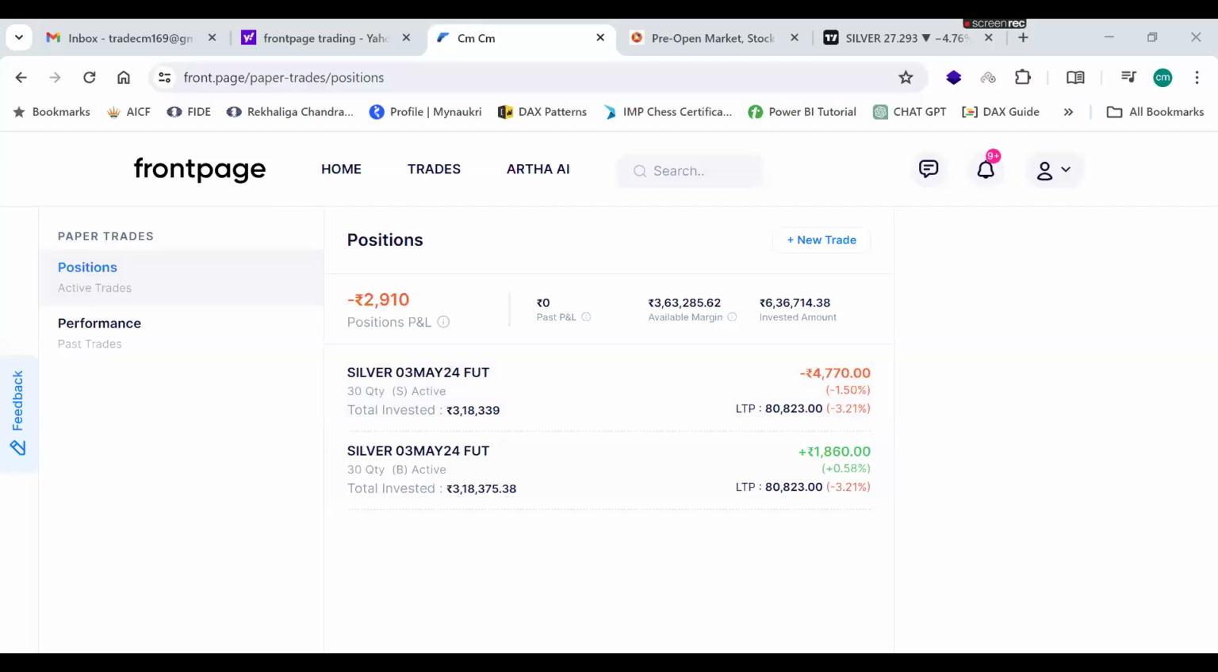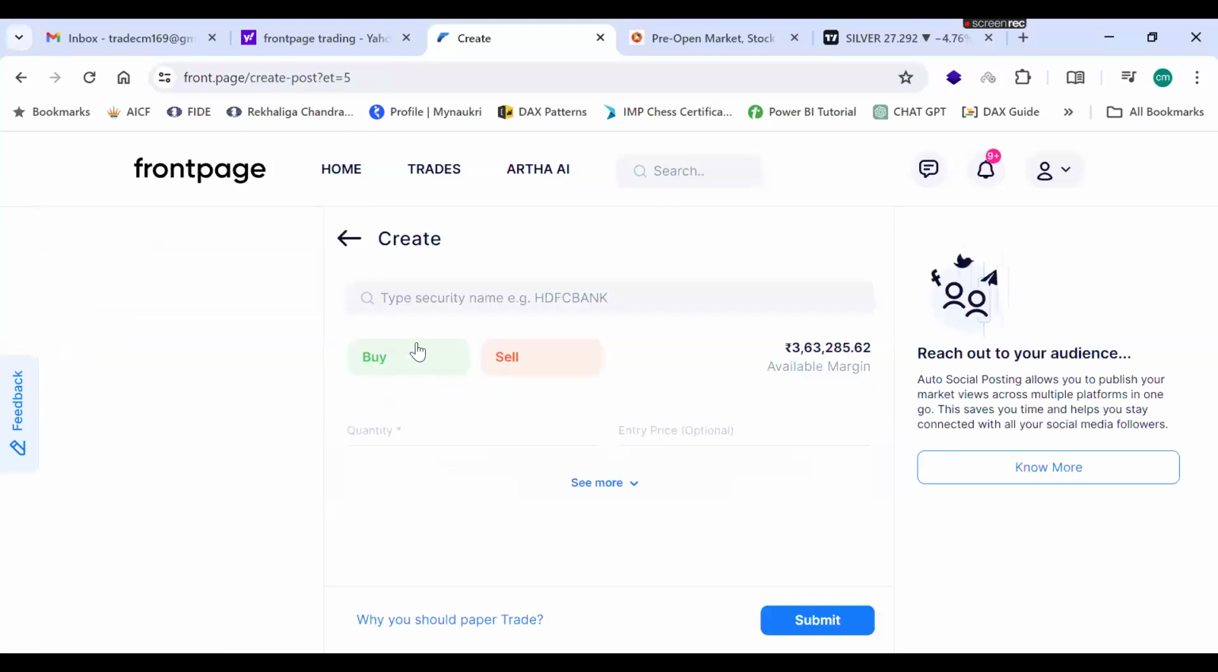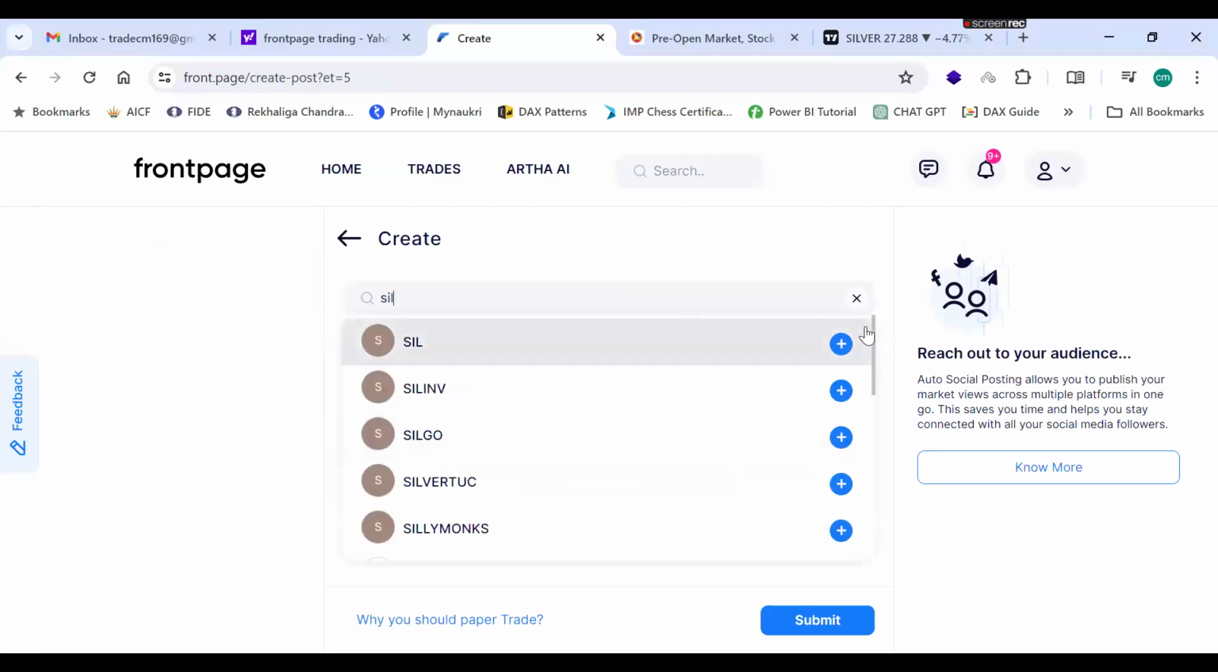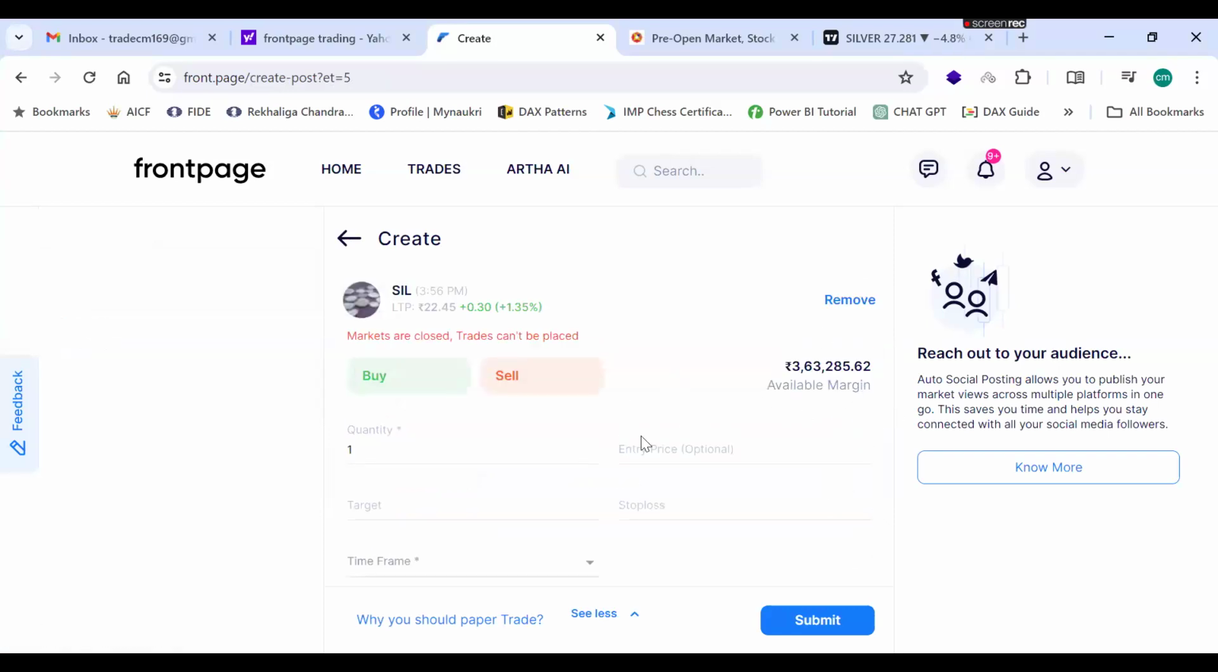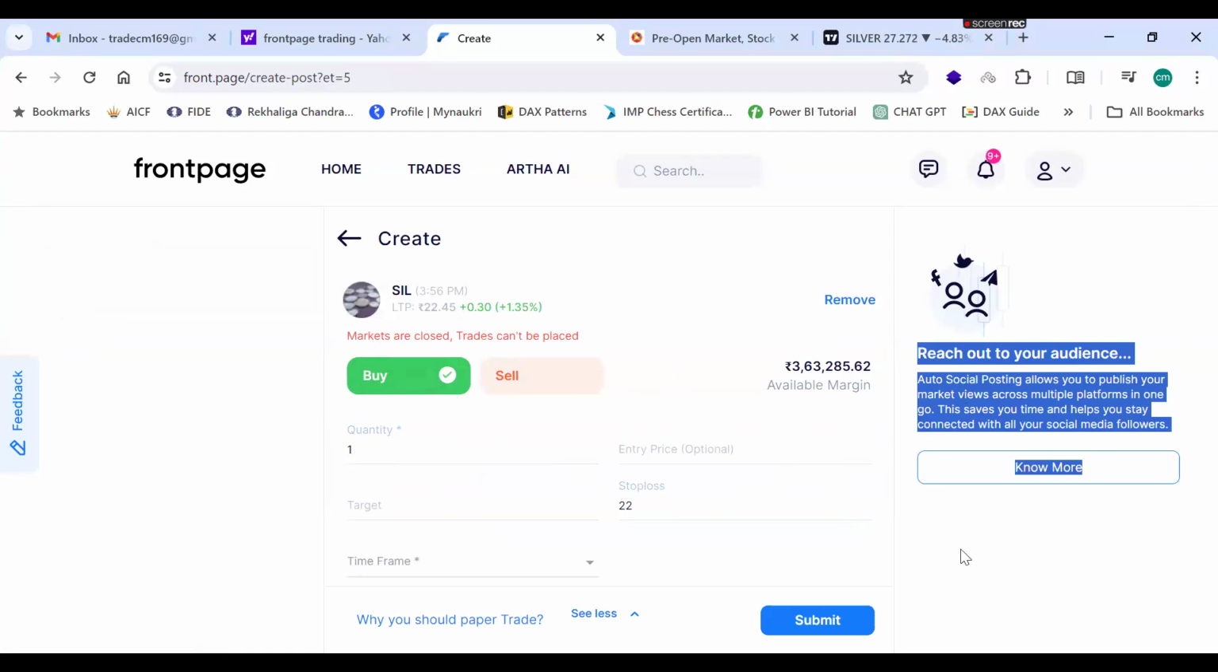This is the paper trade. If I take a new trade, I'll take silver, with this quantity and the stop loss. Right now the price is 22.45. I'll put 21 as a stop loss. 22 is a stop loss. Buy.